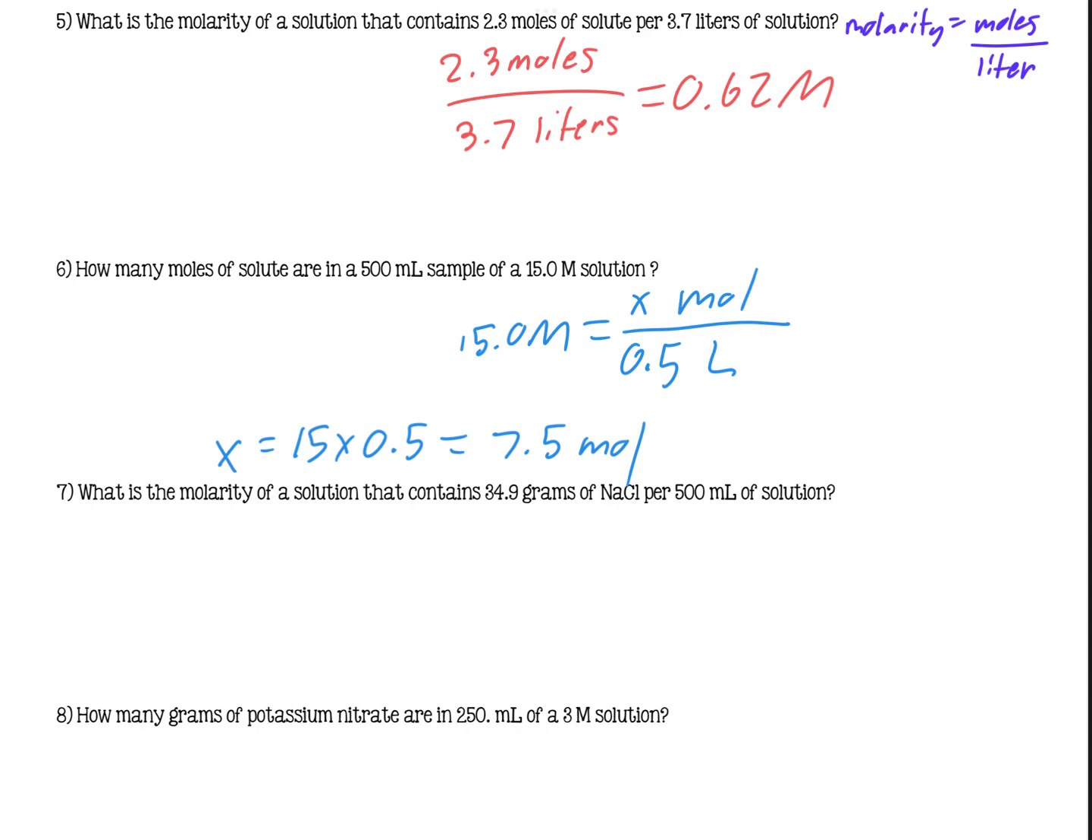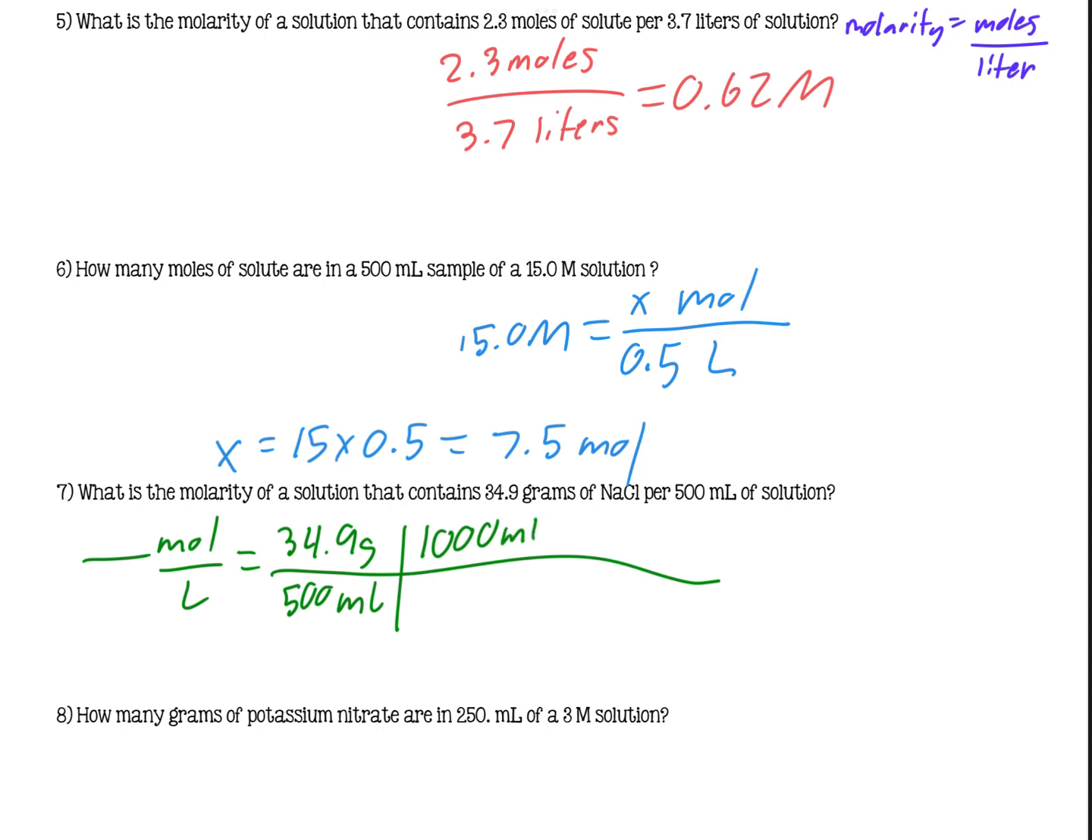Next, what is the molarity of a solution that contains 34.9 grams of NaCl per 500 milliliters of solution? To get molarity, we need moles per liter. So moles on top, liter on bottom. Right now, we've got grams, so 34.9 grams per 500 milliliters. So let's convert our milliliters to liters. We know that 1,000 milliliters is 1 liter.